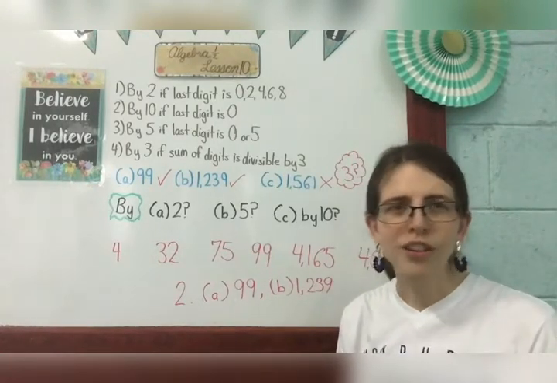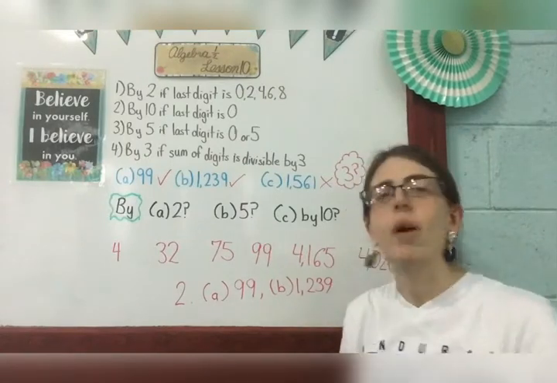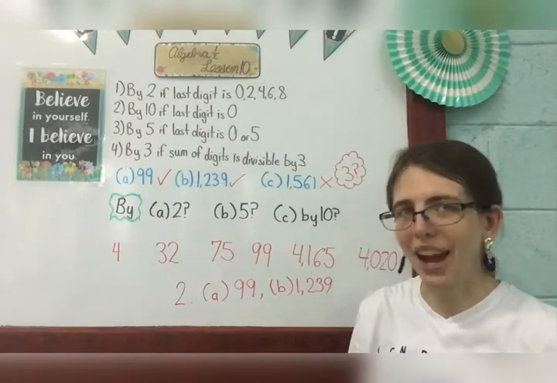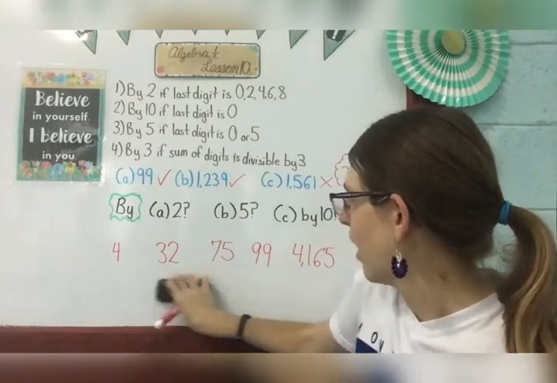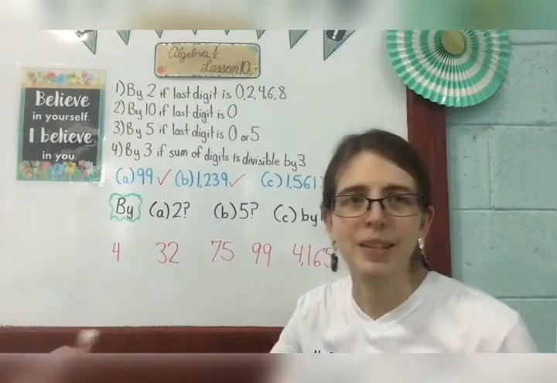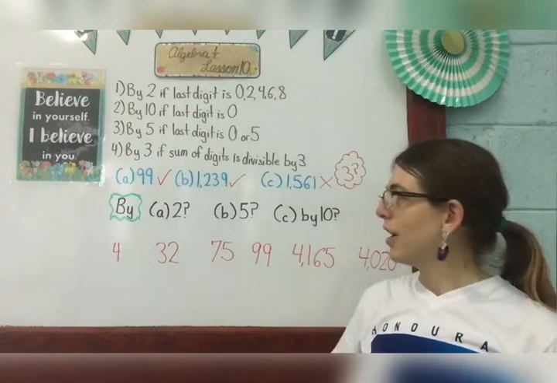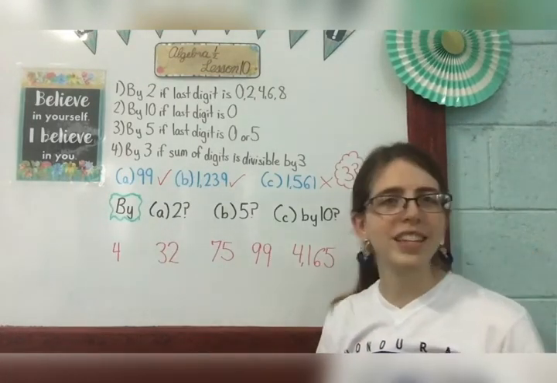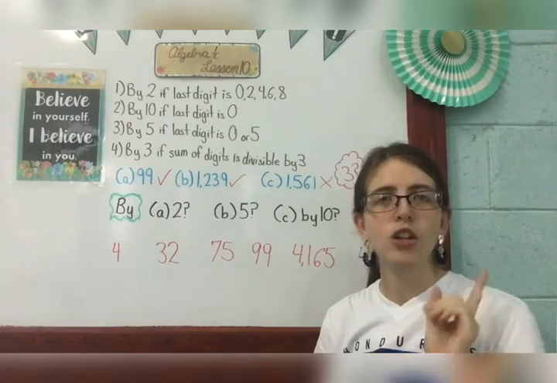Don't circle or anything like that. Just write out the ones that answer the question. Not all the numbers, just the ones that are correct. Okay? All right. So let's try some more. I want to know which of these numbers, we're going to start with 2. Which of these numbers is divisible by 2?